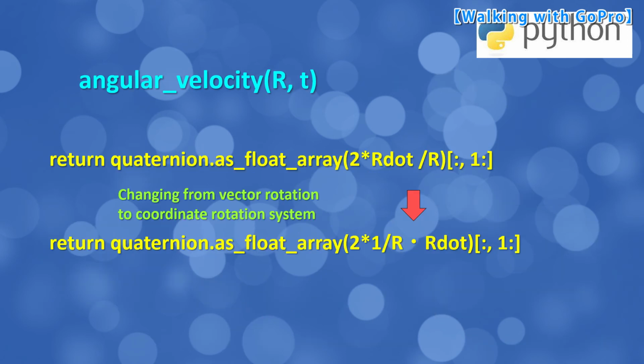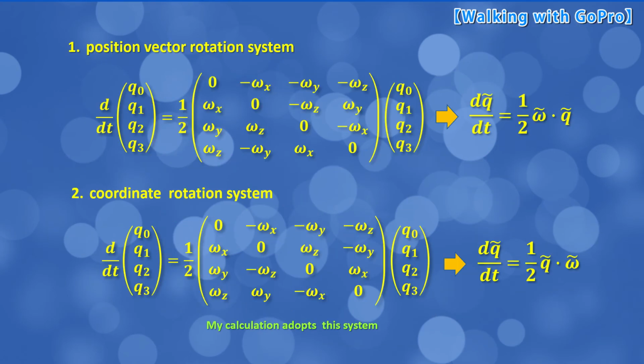What caught my attention was r dot times r inverse. There are 2 rotation systems in the quaternions: the position vector rotation system and the coordinate rotation system. The results will be different depending on which system you are discussing. The order of the quaternion product in the basic formula is different. Python's angular velocity function seems to adopt the former. My calculation adopts the latter.